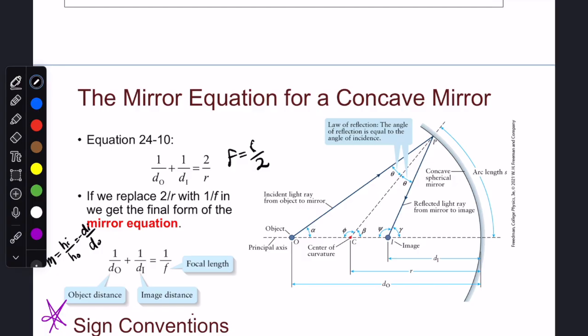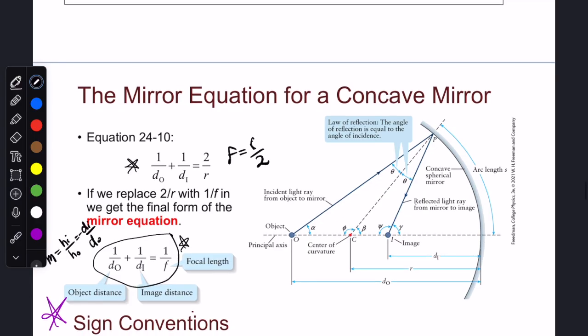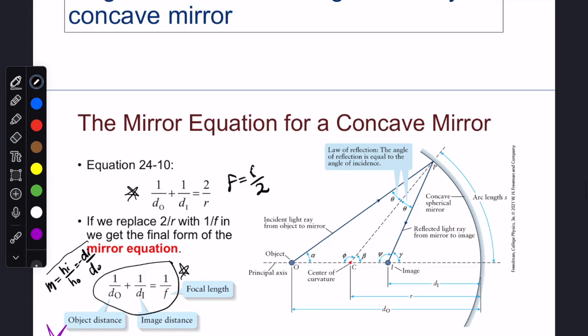And so we can rewrite that equation in terms of f. We see that 1 over dO plus 1 over di equals 1 over the focal length. You can use either one. Either one's fine. And the second equation that you're going to use a lot, and I just wrote it right here, is the magnification relationship. You'll be using those two equations together to solve these problems.